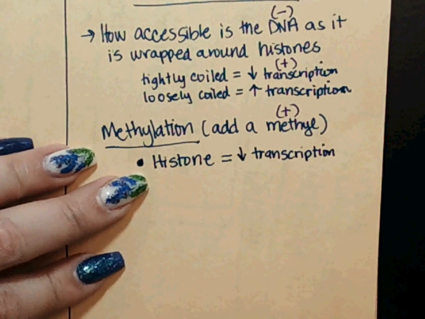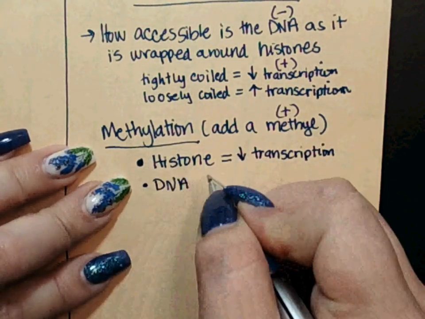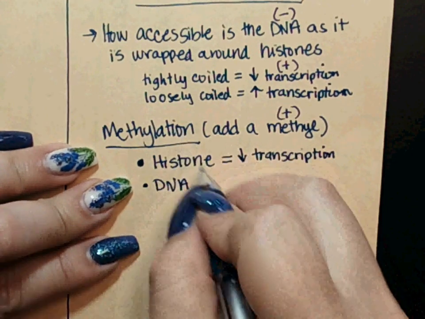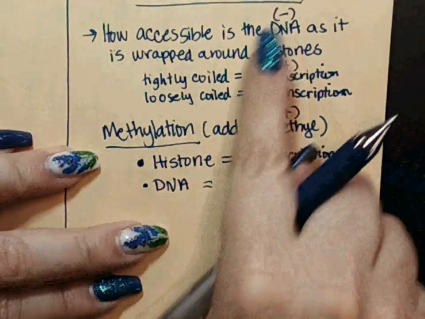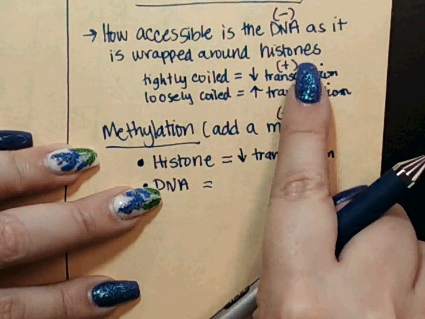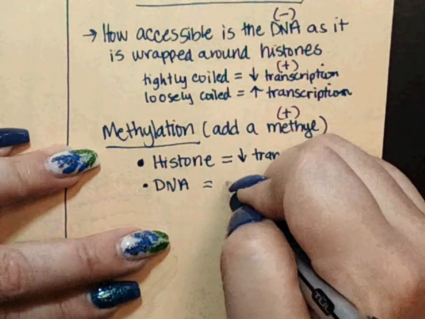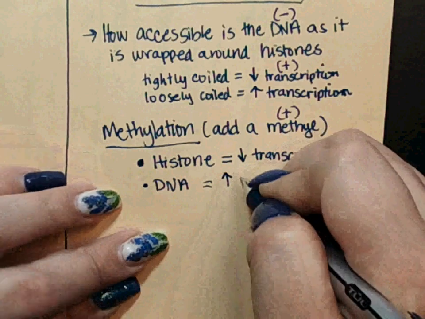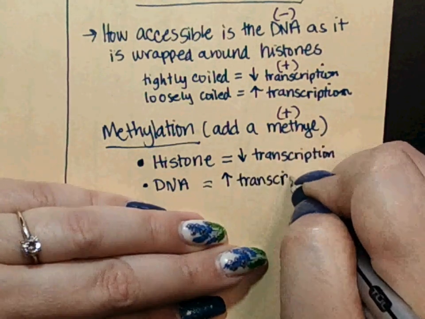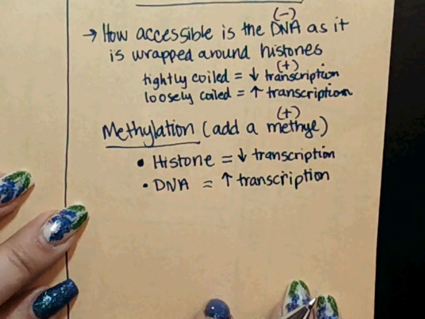But contrastingly, if you methylate the DNA, so you're going to be hiding the negative charge on those phosphate groups, what's going to happen is you're going to make the DNA more positive. The histone is already positive, and positives repel each other. And so what you're going to find is there's going to be an increase in transcription, because now the DNA is looser around the histone.